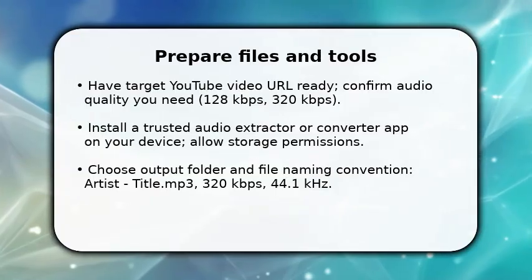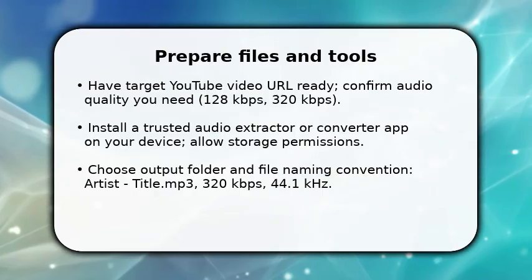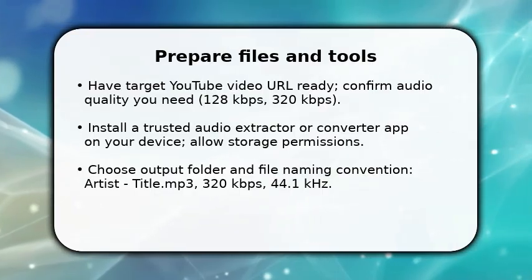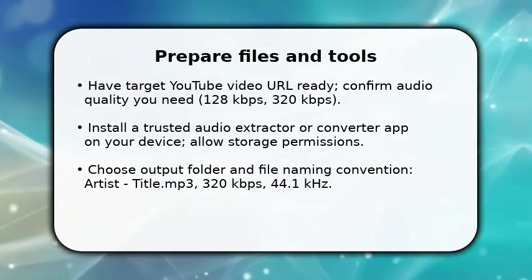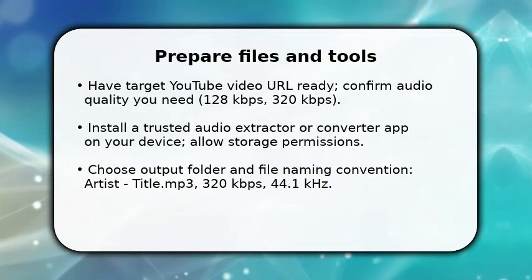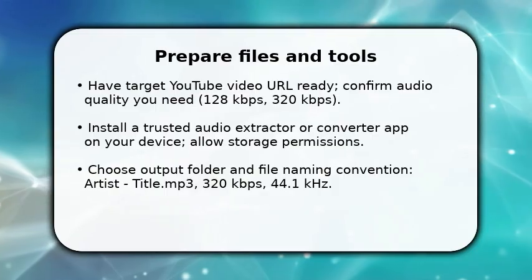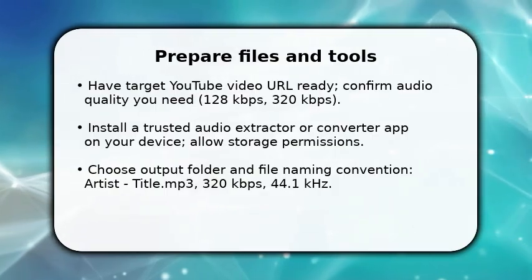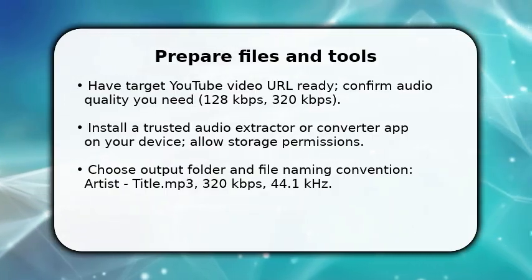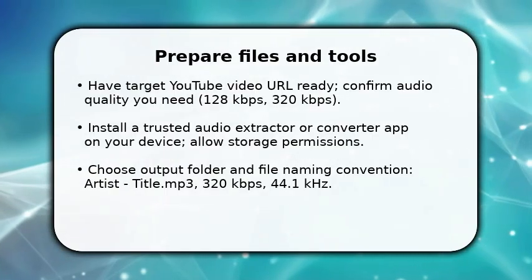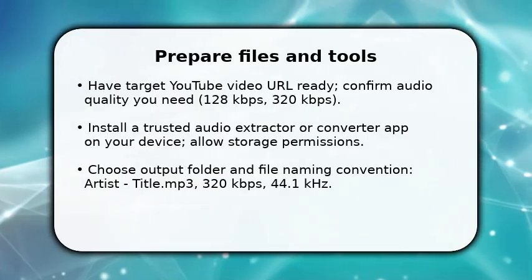You start by collecting the YouTube URL and deciding the audio quality you want, because quality affects file size and conversion time. Once done, install a reliable converter app and grant it storage access so it can save files. Next, set an output folder and consistent naming scheme to avoid duplicates. This helps you organize later.